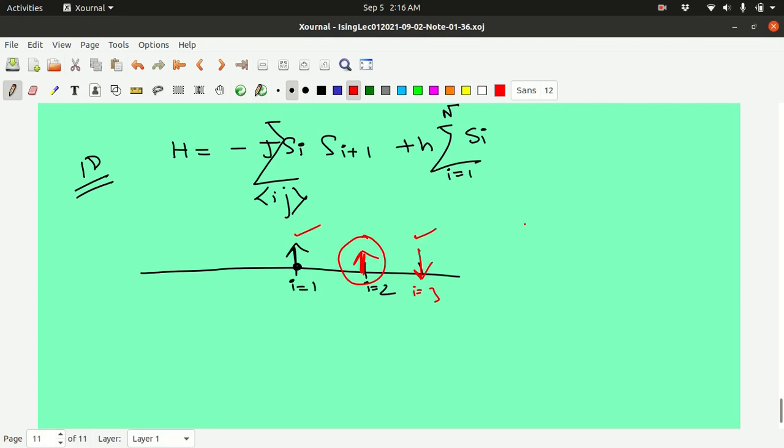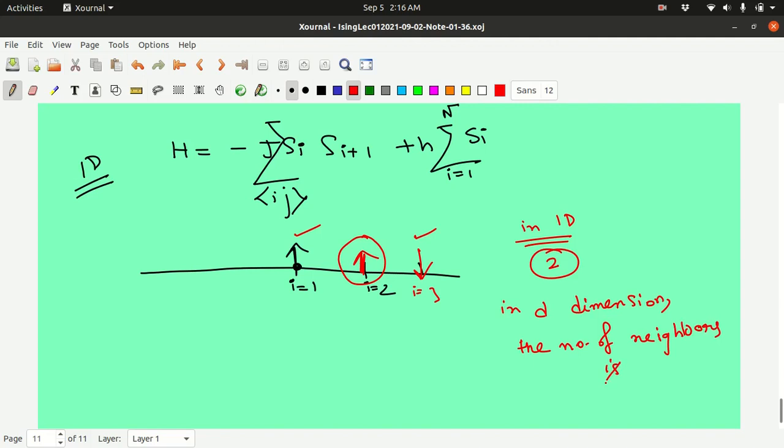So then in 1D, let me write it properly. In 1D you have 2 neighbors. So in general, in D dimensions, please note it down, the number of neighbors is 2 times D.